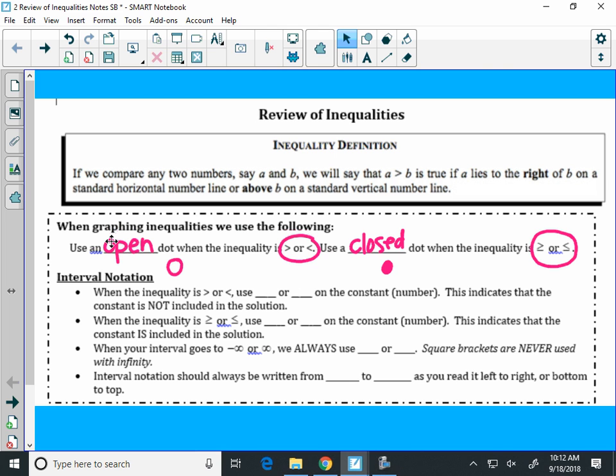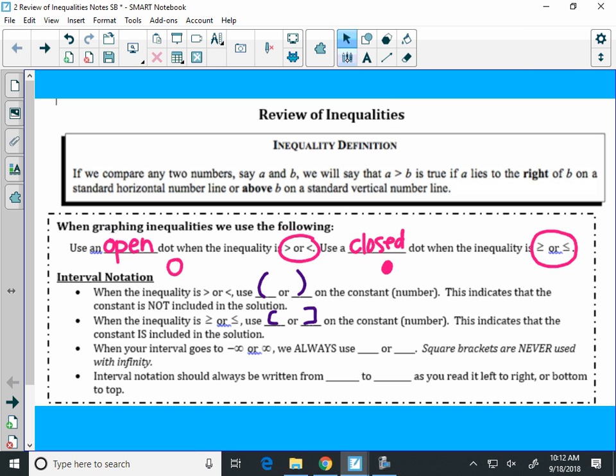Okay, so then interval notation. We're going to review both. When the inequality is a less than or a greater than, we're going to use parentheses on the constant number. So that tells us that the constant is not included in the solution. When it's a less than or equal to or greater than or equal to, you're going to use square brackets on the number. This tells you that the value is included in the solution.